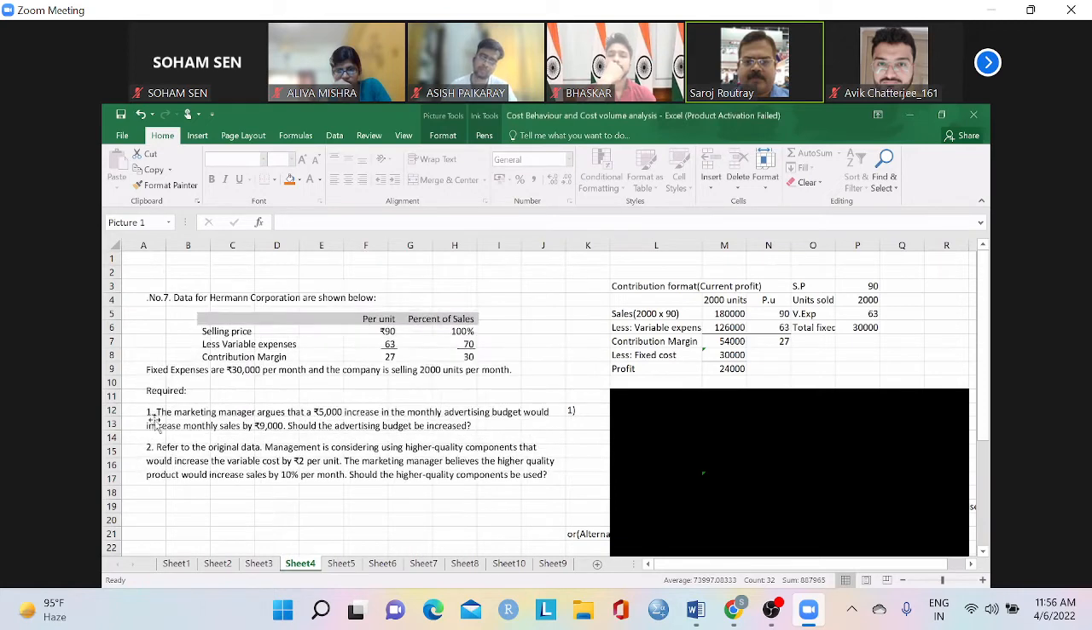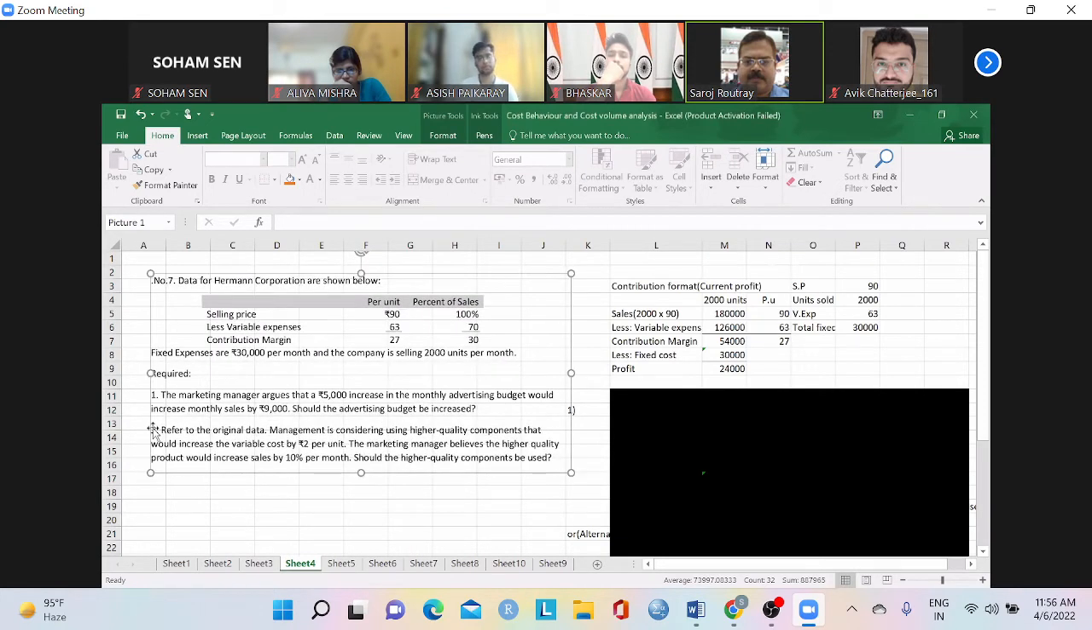Now I want all of you to answer this question number 2. As gradually you are becoming more acquainted with this kind of situations and decisions, I hope that this time I'll get a bit correct answer. Refer to the original data. Management is considering using higher quality components that would increase the variable cost by rupees 2. So if you use better quality of component, your variable cost will increase, right? And what will happen then? If you are using better quality of component, you can always claim to your customer, to your retailer. So there is a chance that your sales will increase. The marketing manager believes the higher quality product would increase sales by 10%.